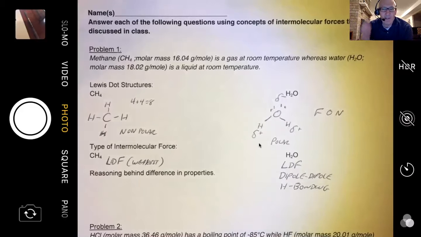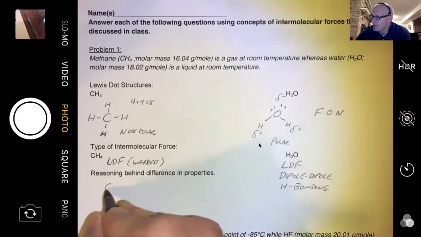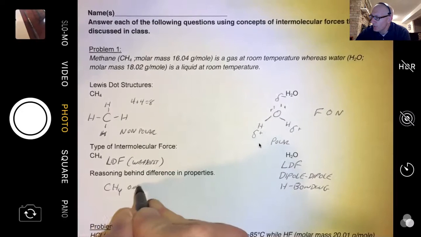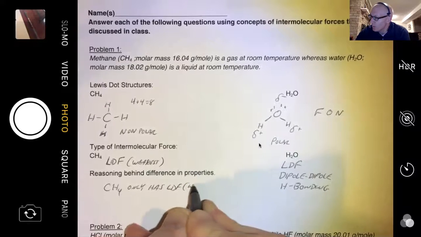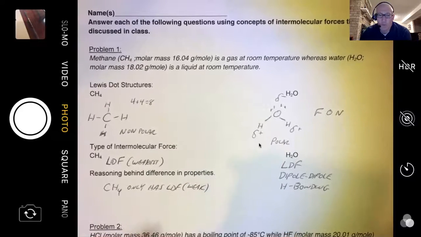So when we compare these and we look at the fact that methane is a gas at room temperature, which means it has a very low melting point and boiling point, and water is a liquid at room temperature, with a relatively higher melting and boiling point, the reason for the difference is simple. CH4 only has LDFs, and those LDFs are weak. So CH4 does not hold on to its neighbors very tightly, hence the low melting and low boiling points.